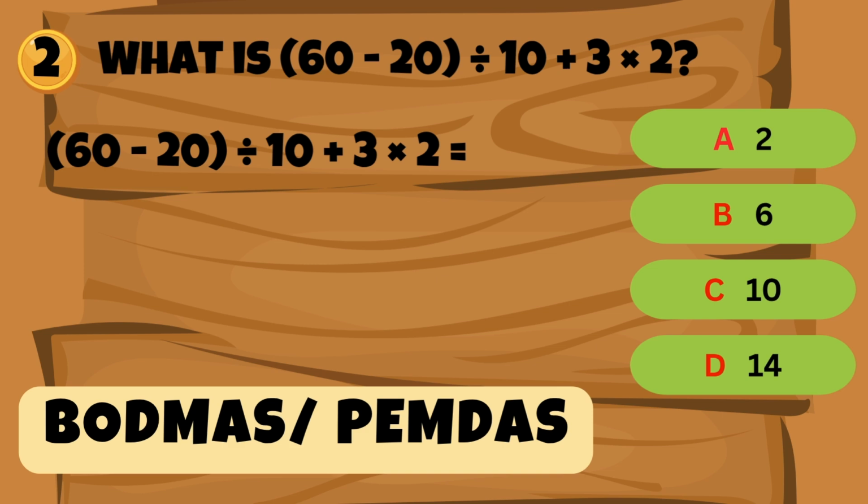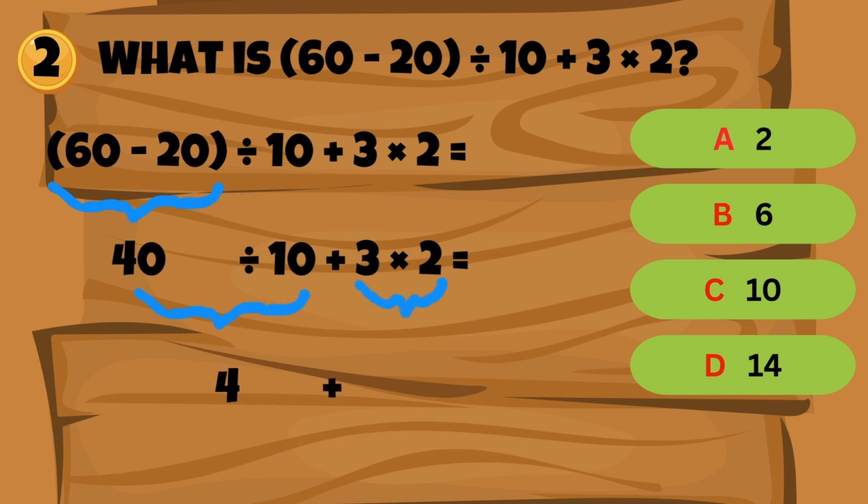So over here, let's simplify the equation. Let's work on the brackets first. Now let's do both the division and the multiplication. And finally, the addition. This shows us that 10 is the correct answer, which is option C.